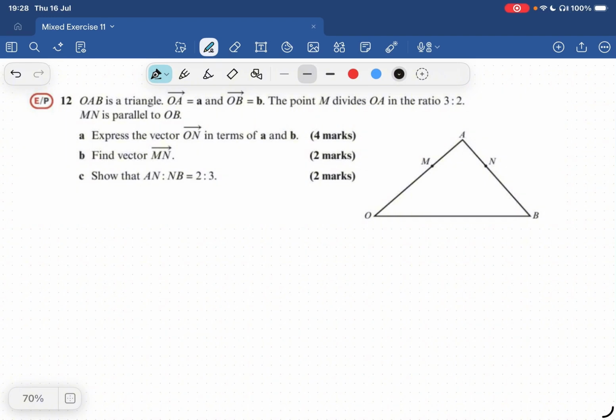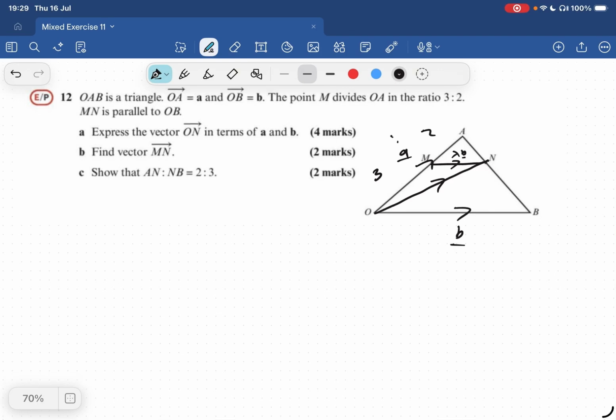Express vector ON in terms of A and B. Okay, so you want to express this ON in terms of A and B. What is A? O to A is A, and O to B is B. And this point M divides OA in the ratio 3 to 2. Okay, MN is parallel to OB. Perfect. So it's going to be some multiple of B because they're parallel.